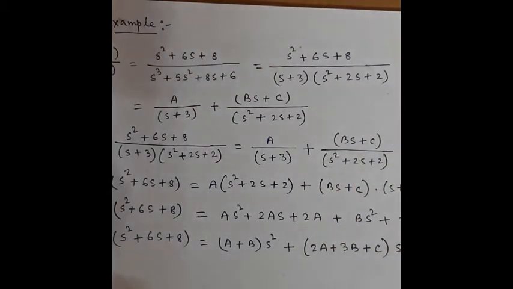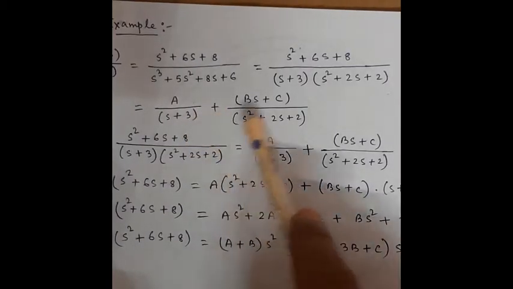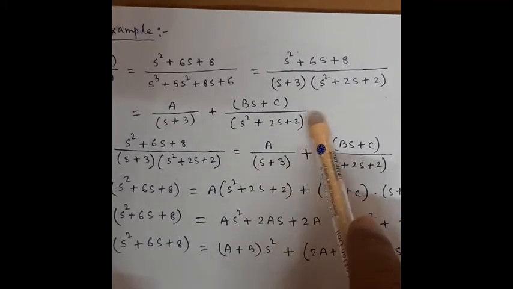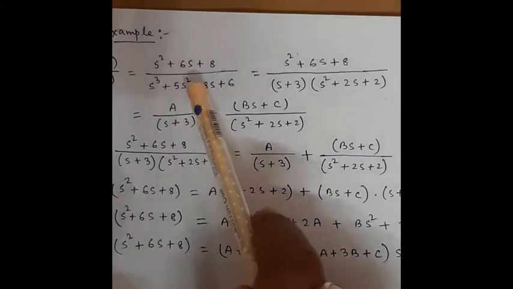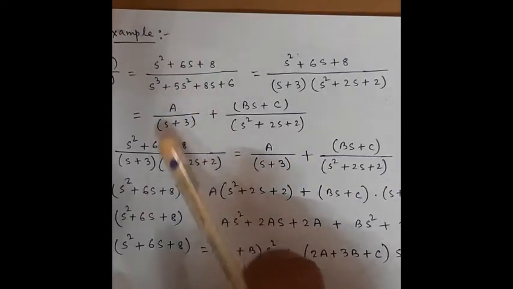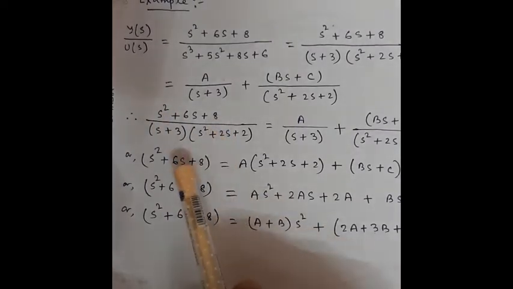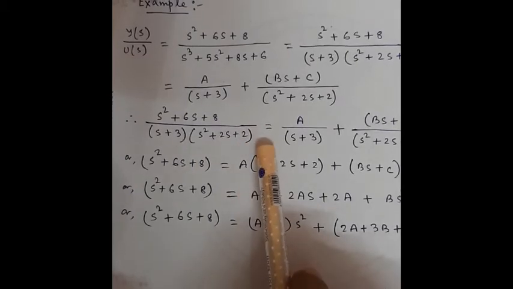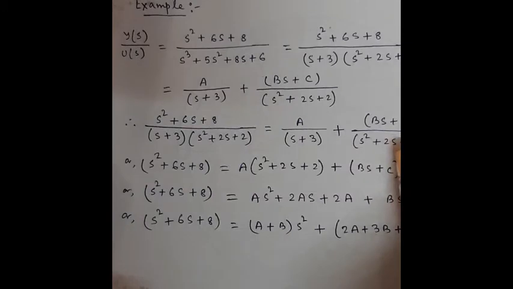If we go for the partial fraction, then we can write A divided by (s plus 3) plus (B into s plus C) divided by (s square plus 2s plus 2). So we can say that this should be equal to the transfer function which is given to us. So we can write (s square plus 6s plus 8) divided by (s plus 3)(s square plus 2s plus 2) equal to A divided by (s plus 3) plus (B s plus C) divided by (s square plus 2s plus 2).